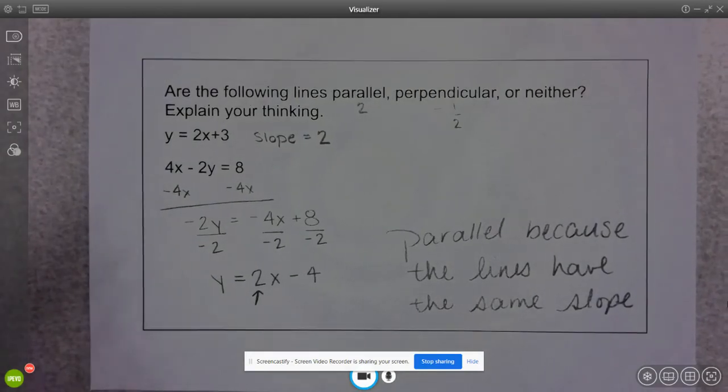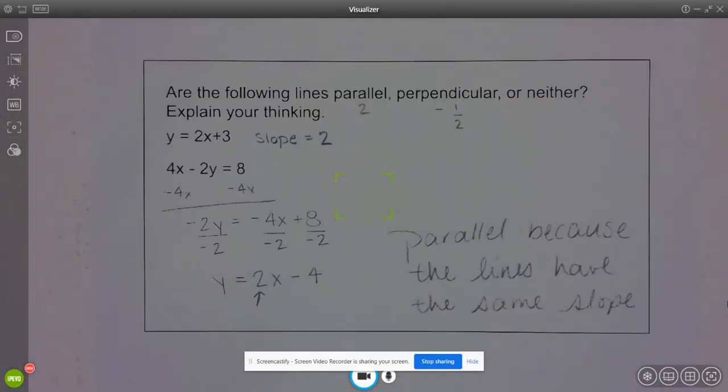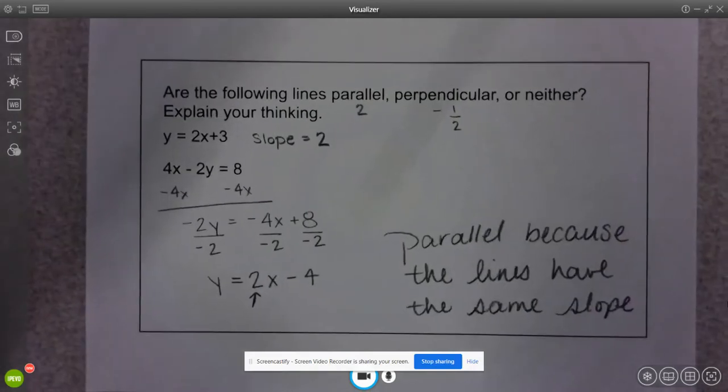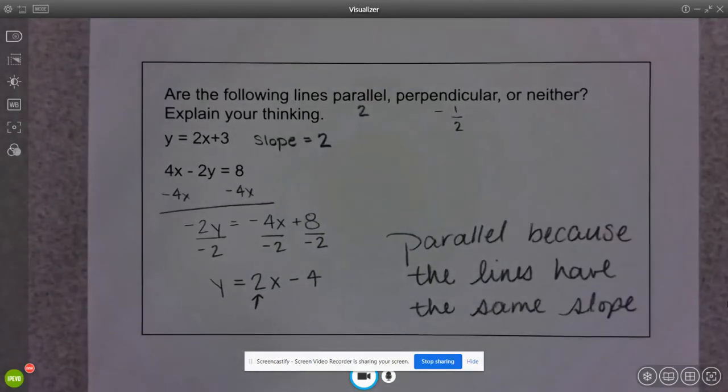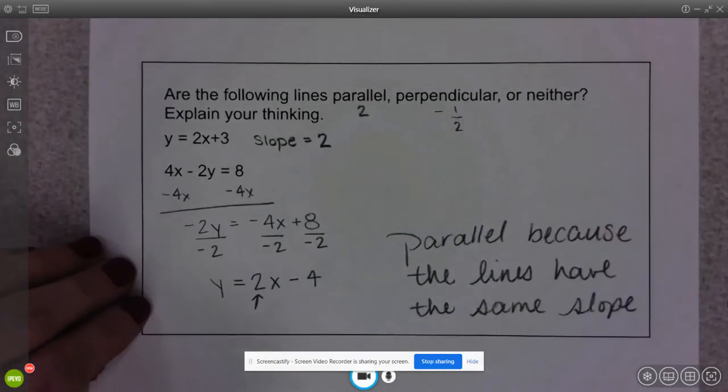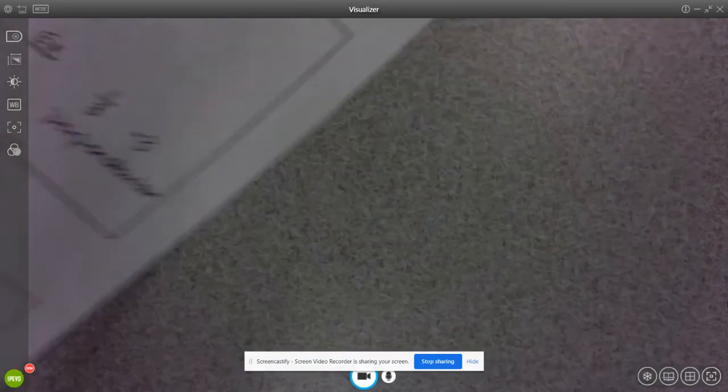I don't know why. All right, that's a little better. I don't know why it got so bright there for a second. All right.